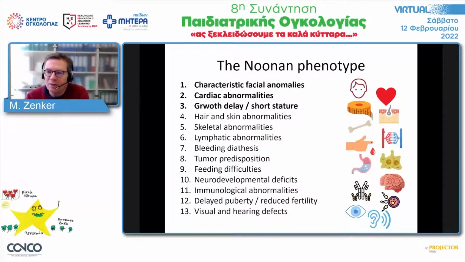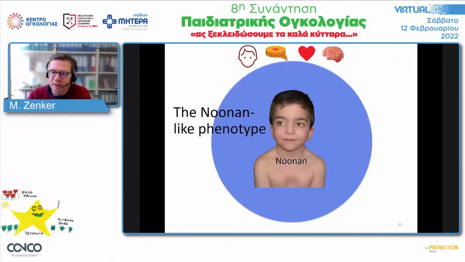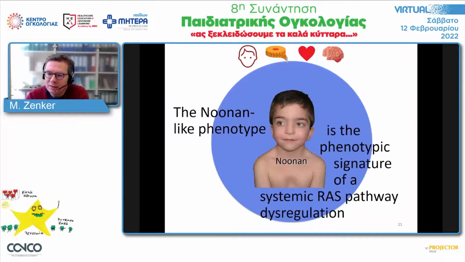And they all share this Noonan-like phenotype, which is characterized mainly by characteristic facial anomalies, cardiac anomalies, mainly pulmonary stenosis, hypertrophic cardiomyopathy, septal defects, growth delay and short stature, and a number of other abnormalities in multiple organ systems, including skeletal and lymphatic abnormalities, bleeding, tumor predisposition, and neurodevelopmental defects. And this Noonan-like phenotype can now be considered the phenotypic signature of a systemic RAS pathway dysregulation. So everything that leads to RAS pathway dysregulation in every cell of the body from early development on will result in something that we can recognize as Noonan syndrome-like.